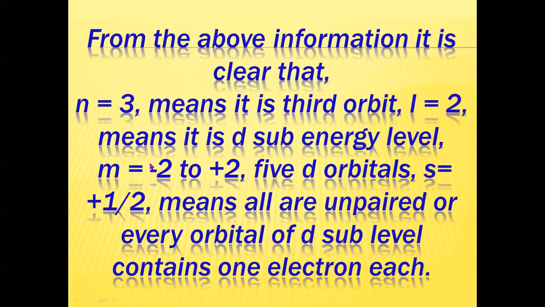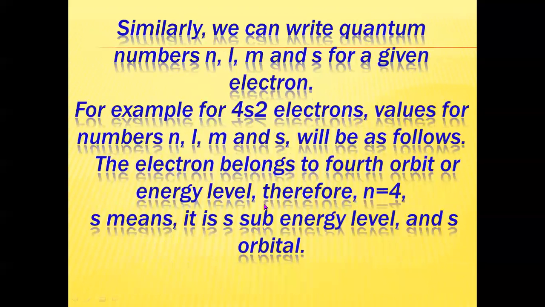Okay. Now how many d orbitals are there? 5 in total. Every d orbital has 1 electron each. Why? When we have 5 electrons and 5 orbitals of the same sublevel, these are called degenerate orbitals, and they will have 1 electron each. This means we can assign one value for the spin quantum number. This gives you an idea that all are unpaired electrons in the d sublevel.